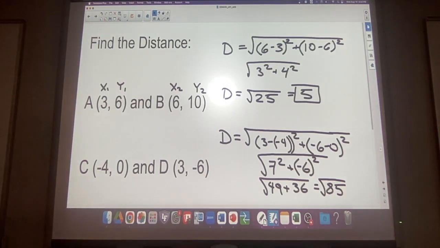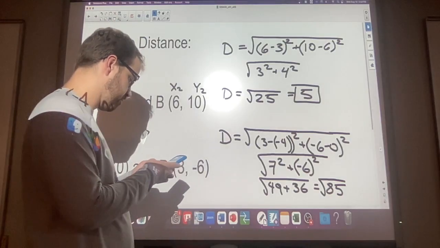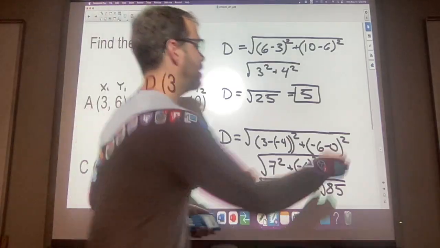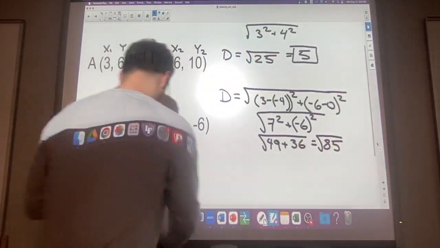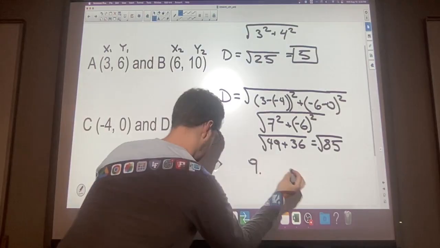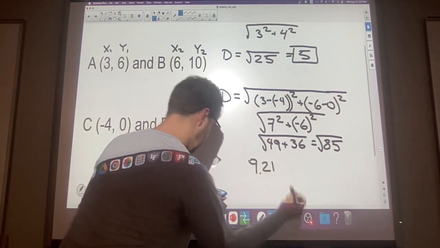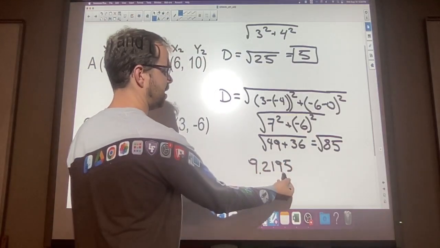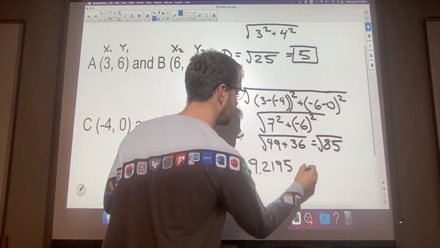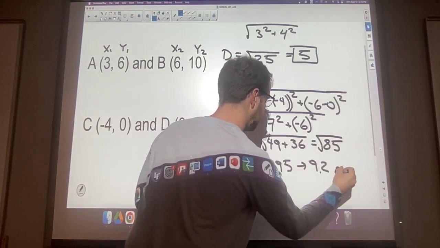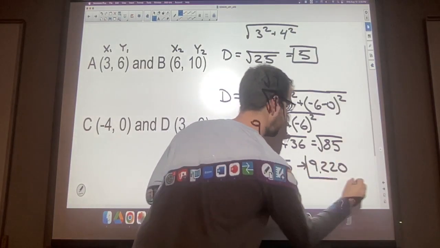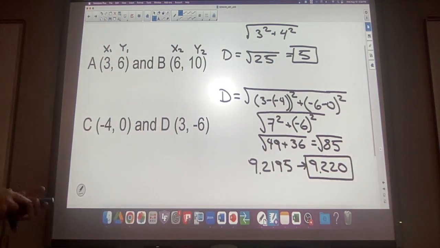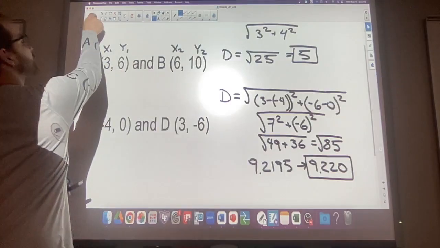All right, square root of 85, 9.2195, so I'm going to have to round that. 9.21, and it's 95, so I'm going to have to round that 9 up to a 10, so that really means it's going to be 9.220. Okay. All right. There we go. That's distance formula.